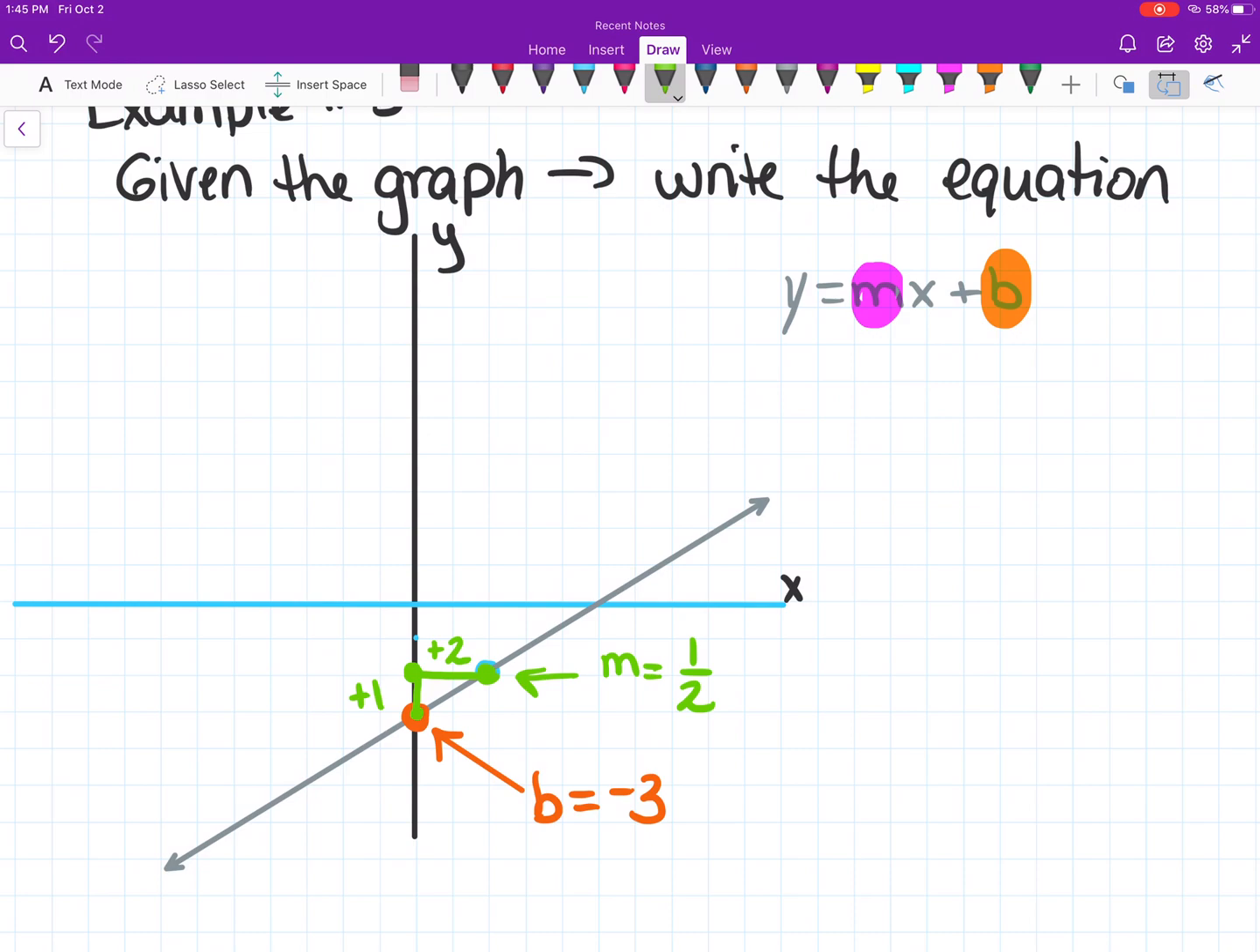Oh, I was supposed to do that in pink. I was trying to color code it, and this is what happens when I get too excited.